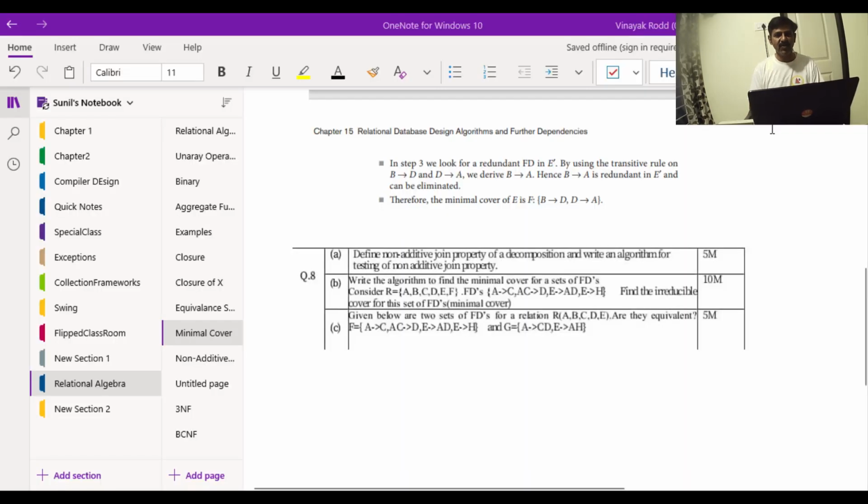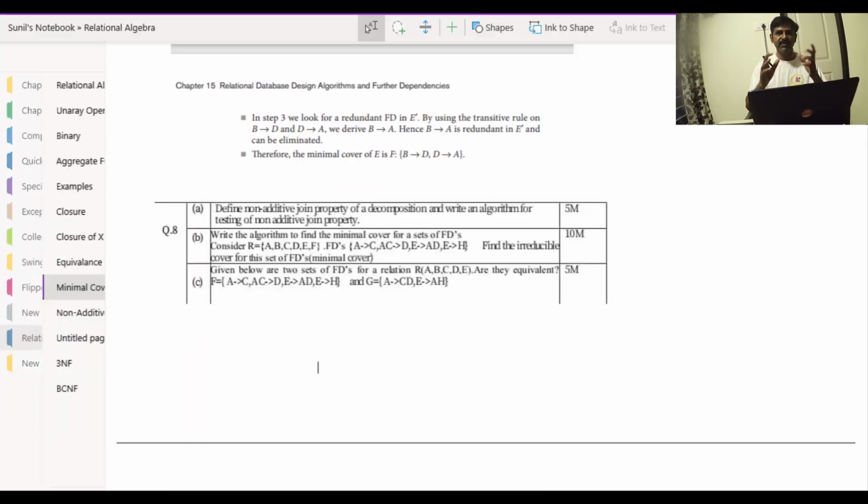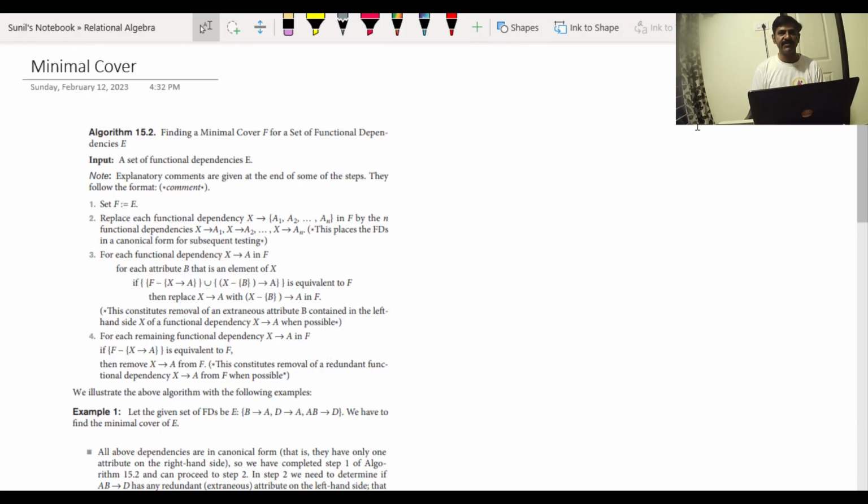Hi everyone. Today we shall see how to find minimal cover given a set of functional dependencies. Let me start. We'll begin with the algorithm first and we shall see the application of it in a problem scenario.